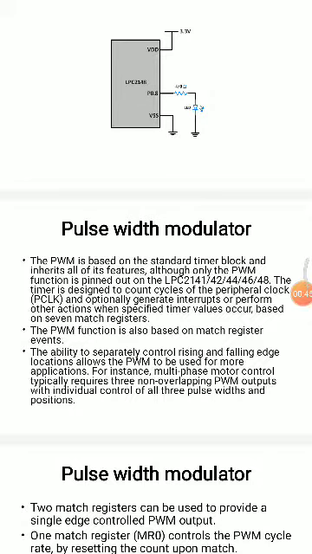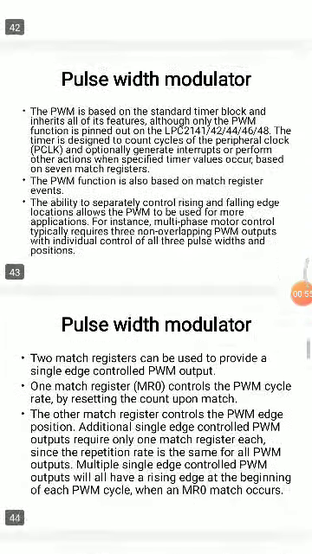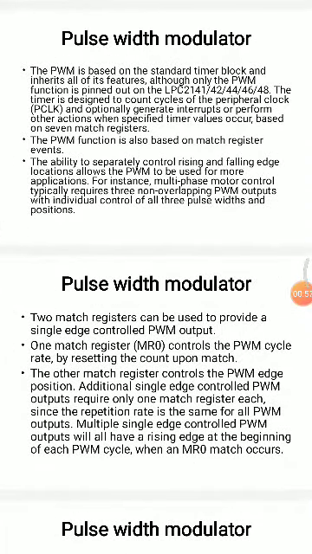For instance, multi-phase motor control typically requires 3 non-overlapping pulse width modulation outputs with individual control of all the 3 pulse widths and positions. In the pulse width modulator, 2 match registers can be used to provide a single edge controlled pulse width modulation output. One match register controls the pulse width modulation cycle rate by resetting the count upon the match. The other match register sets the pulse width modulation edge position.